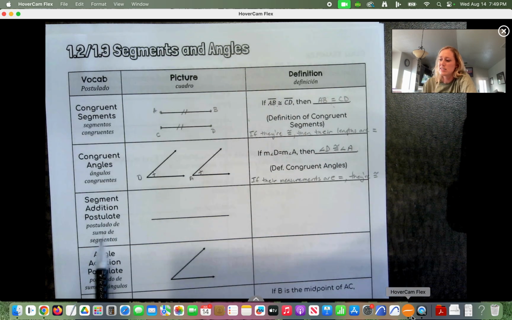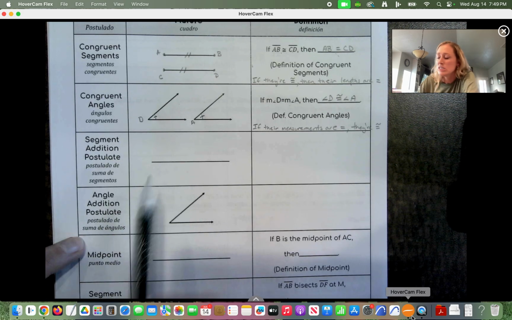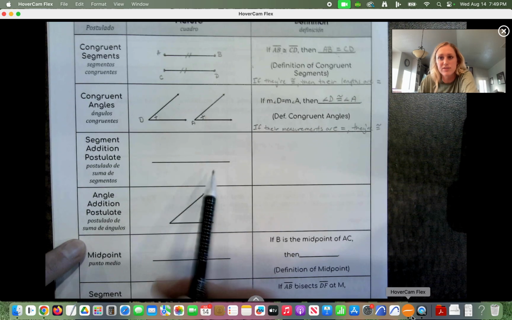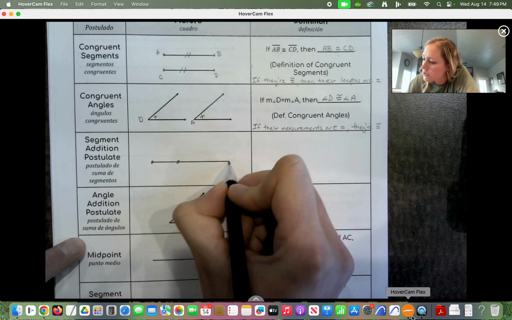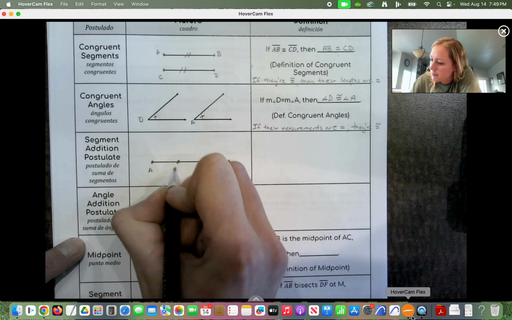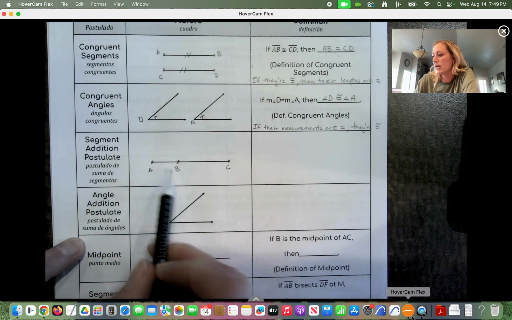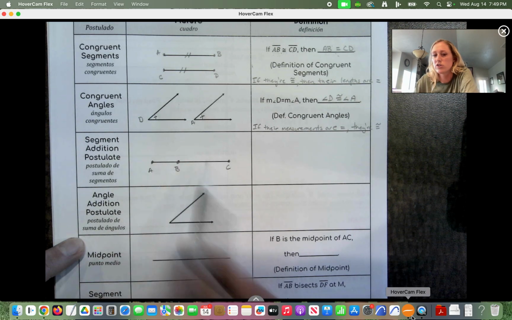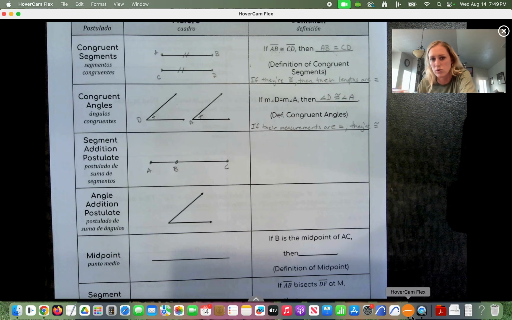Okay, segment addition postulate. It's involving a segment, and it involves addition. What this postulate says, I'm going to put 3 points on here. I'm going to go ahead and call them A, B, and C. What the segment addition postulate says is that if I were to look at these smaller segments and add them together, they have to equal the length of the whole segment.